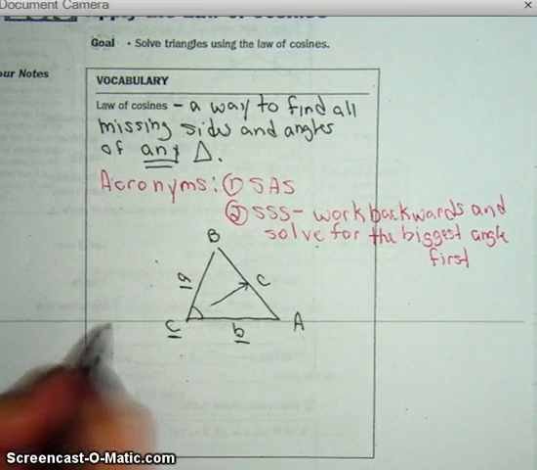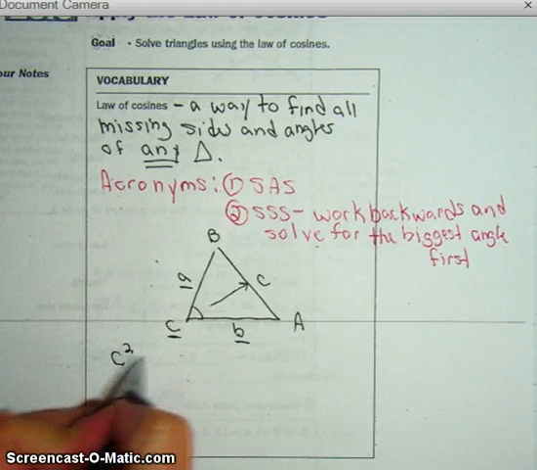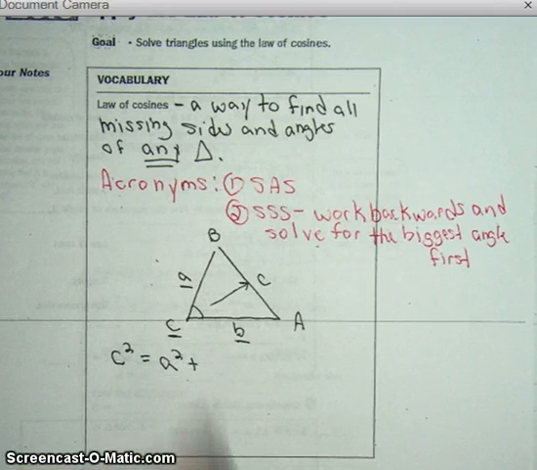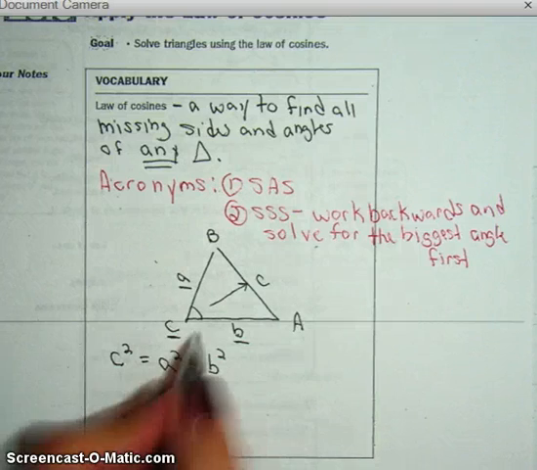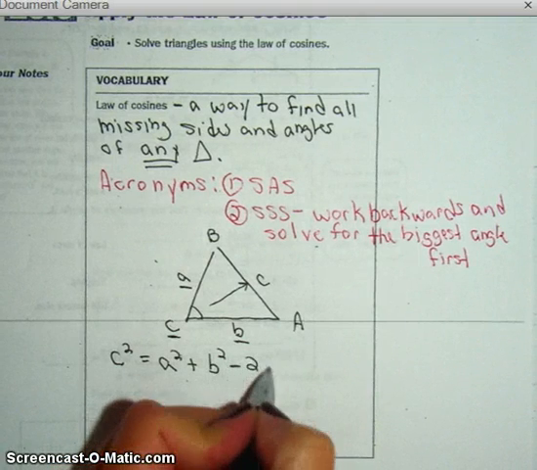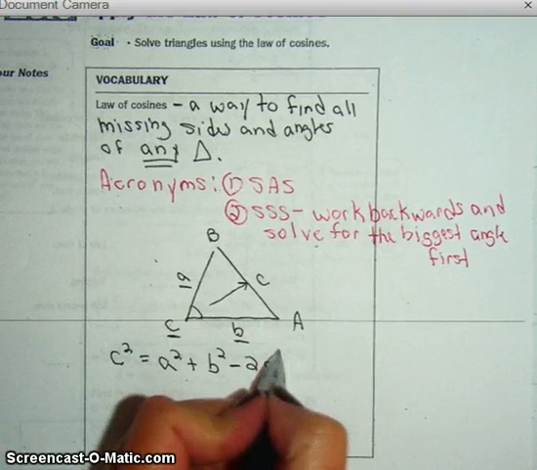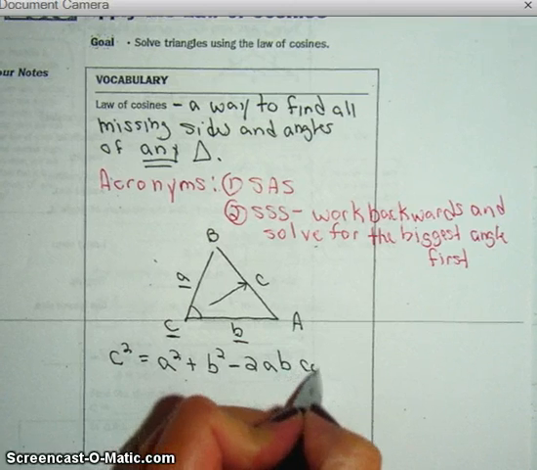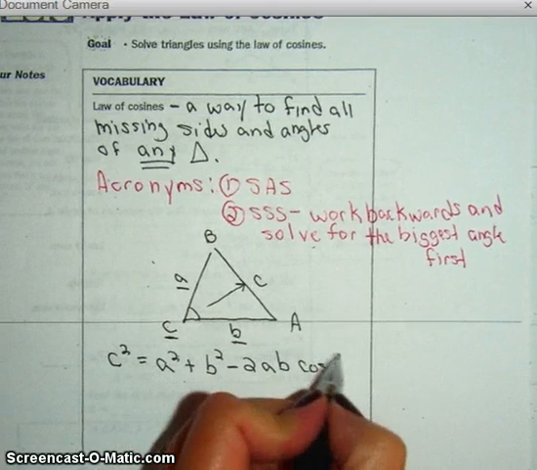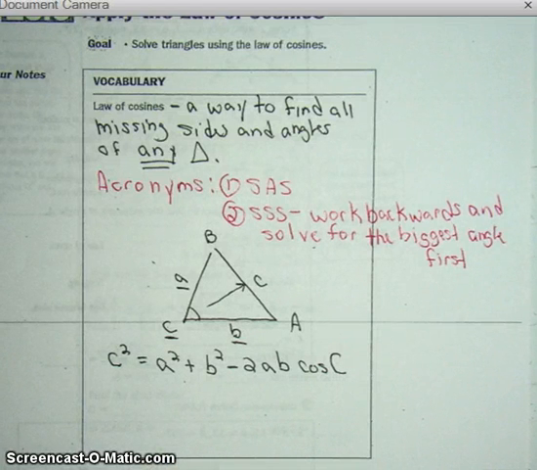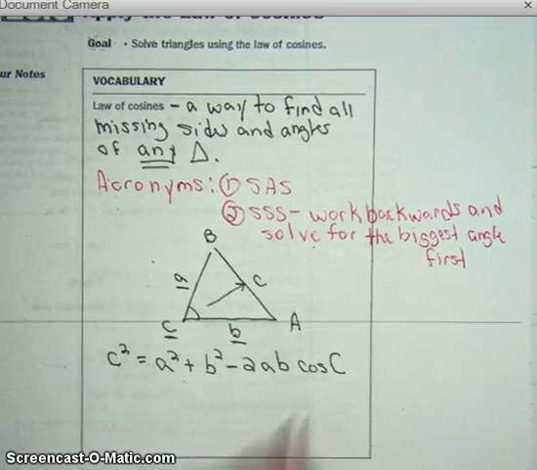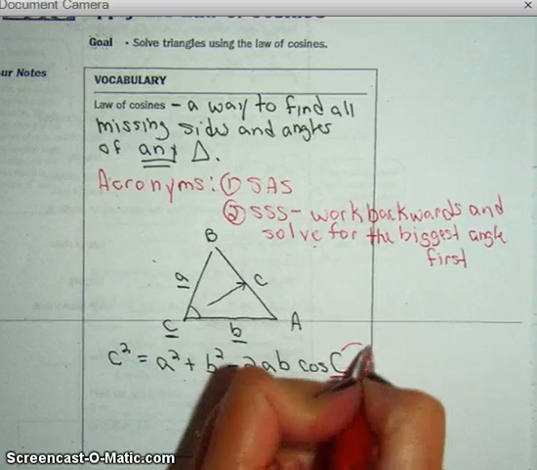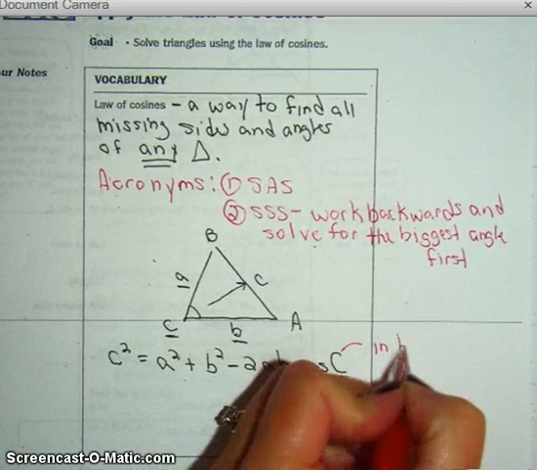So I'm going to set up the rule for you. Here we go. Little c squared equals little a squared plus little b squared minus 2 times little a times little b times cosine big C. Now the angle that's used in the problem must be in between the two given sides.